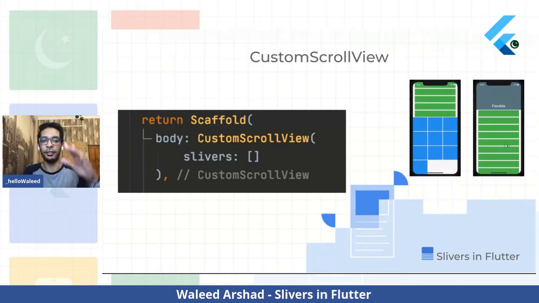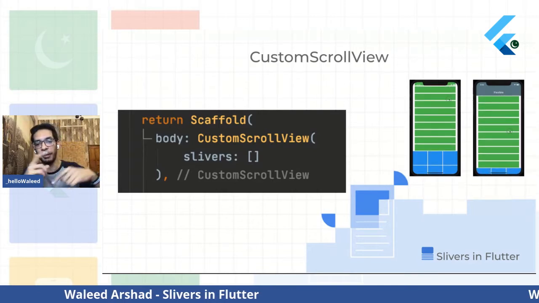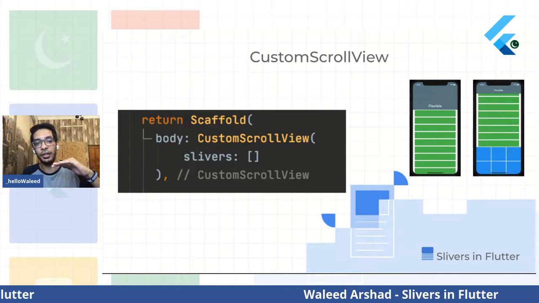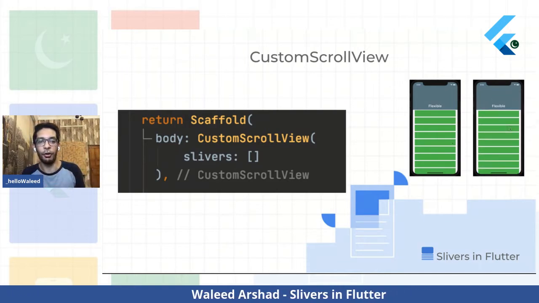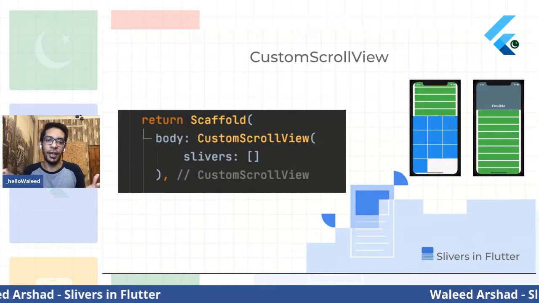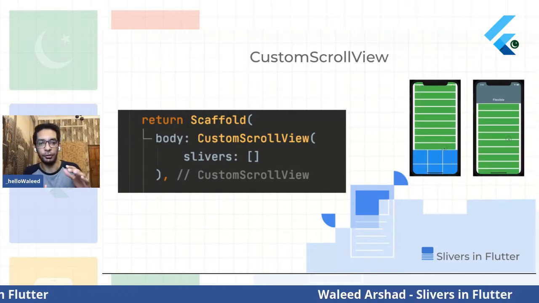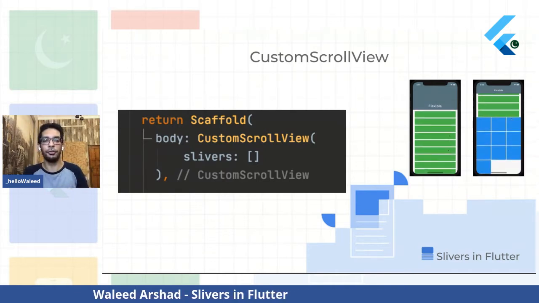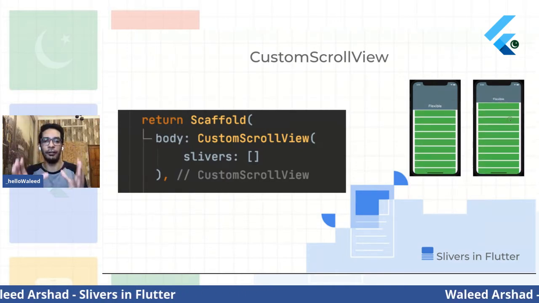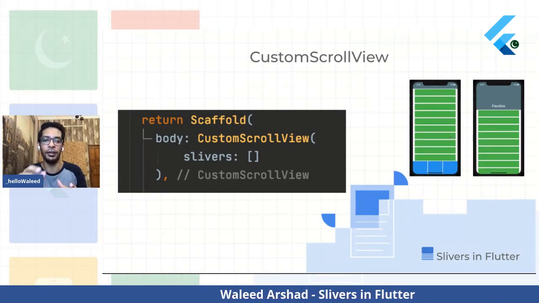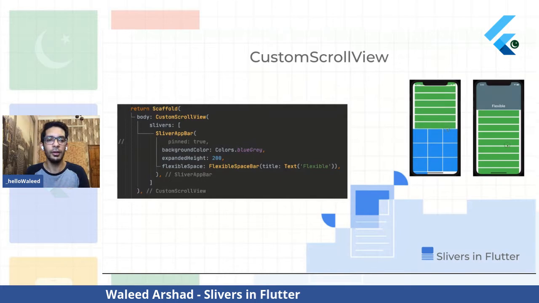Only then does that expandable thing I told you about work. That big parent is this custom scroll view. That big parent needs to be really dynamic in order to accept slivers in between the UI so that it keeps populating the children well. So remember, whenever you are using slivers, you always have to keep them in a custom scroll view.